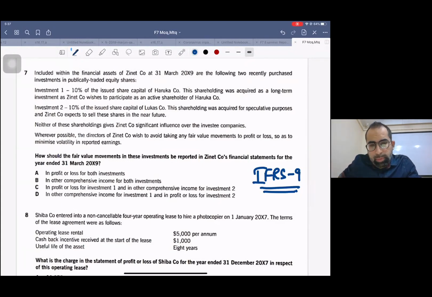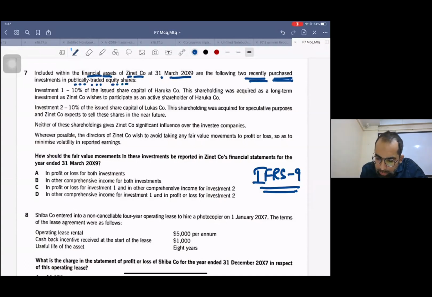So again, a simple question. If you know the basics of IFRS 9, you can easily do it. Come on, do it. Start. Included within the financial assets of Zenith company at 31st March X9 are the following two recently purchased investments in publicly traded equity shares. Investment 1, 10% of the issued share capital of Haruka company. This shareholding was acquired as a long-term investment as Zenith company wishes to participate as an active shareholder of Haruka company.